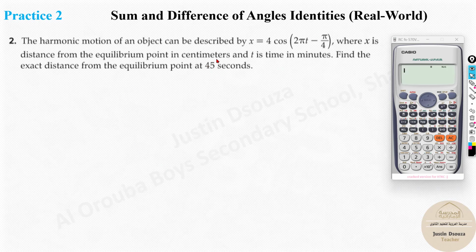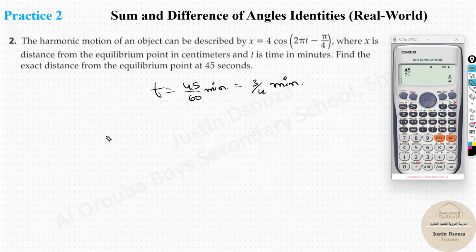But one thing is, it's 45 seconds. We need it in minutes. 45 seconds is 3/4 minute. You can just do 45 divided by 60. It will be 3/4. This is one important thing you need to do. Let's write it now. Time t is 45 by 60. It was in seconds, 45 seconds. Now it's in minutes. That is equal to 3/4 of a minute.